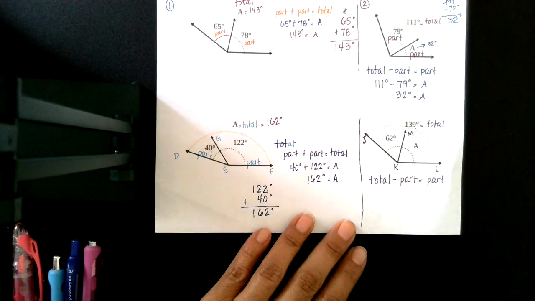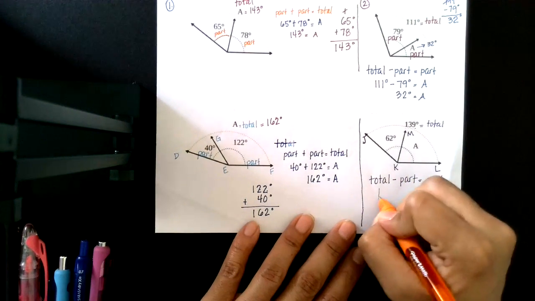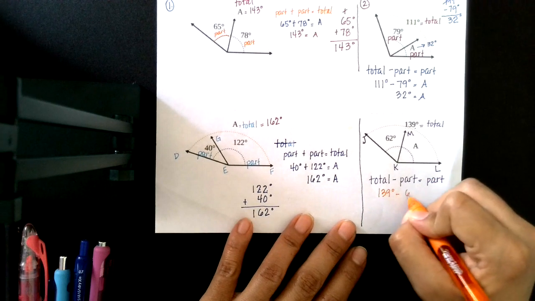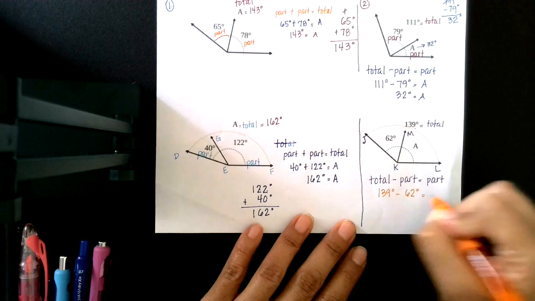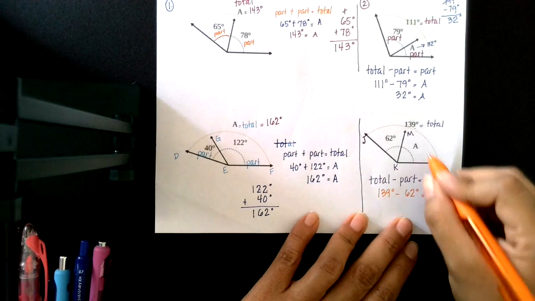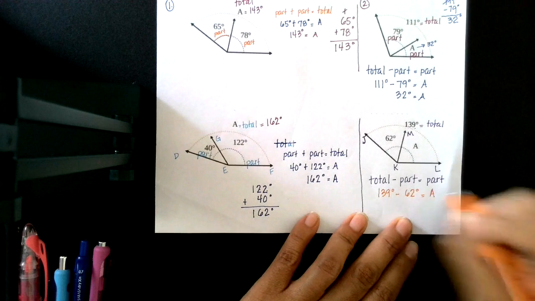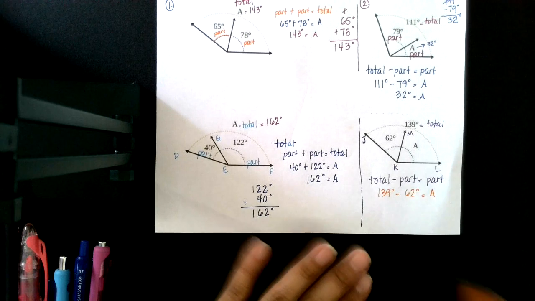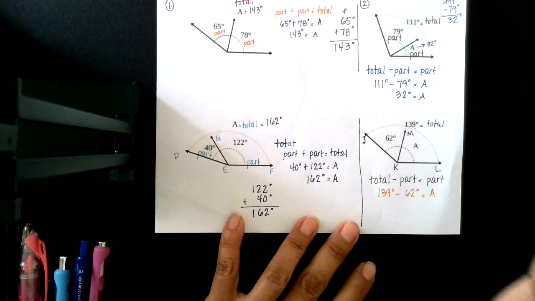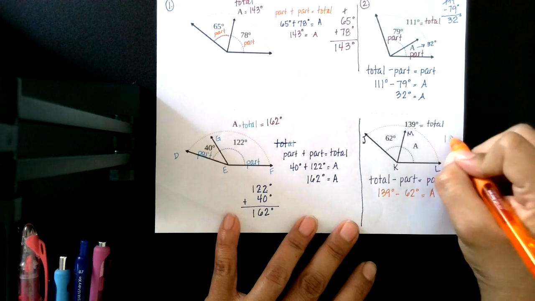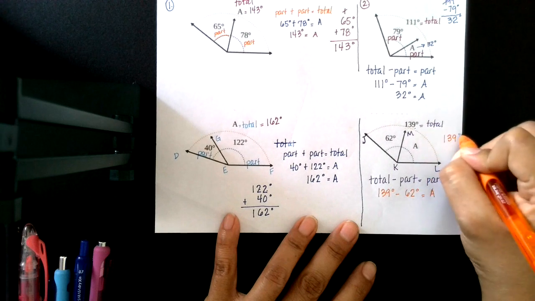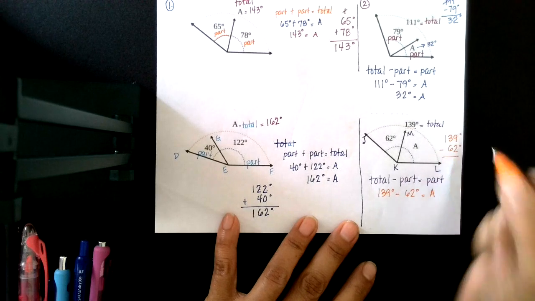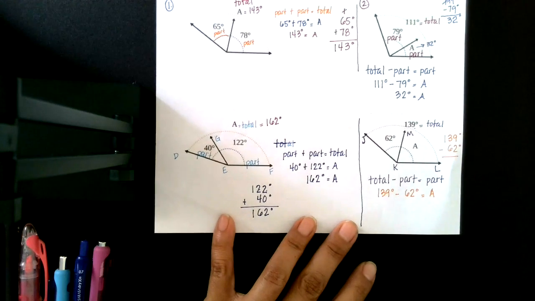Then you just plug in your numbers now. 139 degrees minus 62 degrees equals, and they've called it A. Each one of these examples called the missing part A. Okay, so now, again, basic subtraction, set it up, making sure that you line up those digits. 139 degrees minus 62 degrees, and then you just subtract.